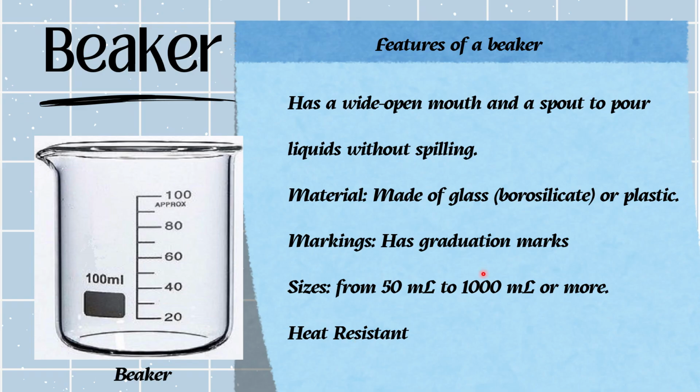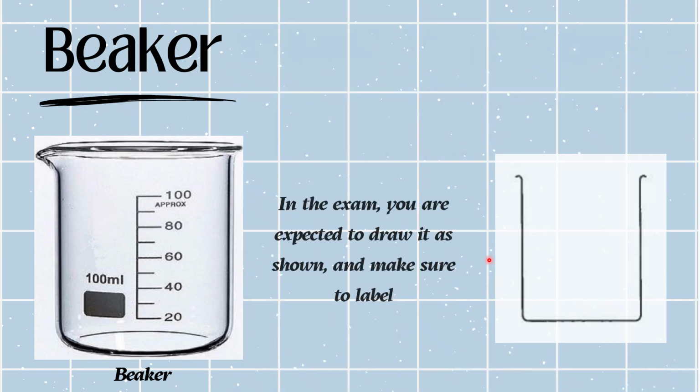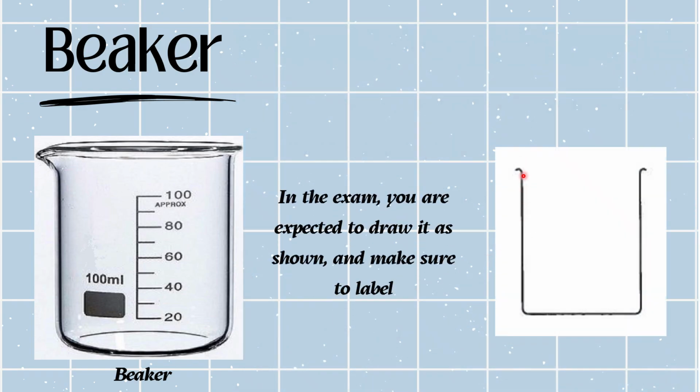It is heat resistant. Now, you're supposed to understand how you're going to draw it in the exam. This is what the structure of a beaker looks like, and you're supposed to draw it in this way only. Make sure to label it exactly below the diagram in order to get complete marks.